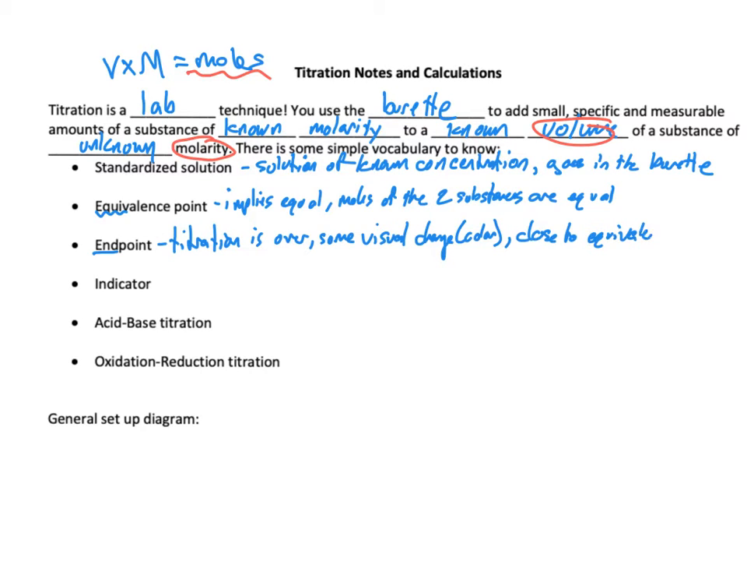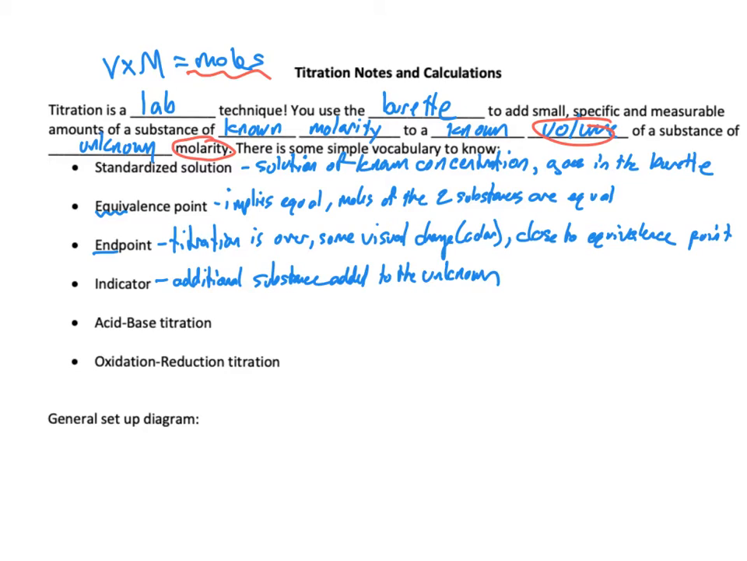And to make sure you get a color change that is close to the equivalence point, you have to pick a proper indicator. So indicators are normally some additional substance added, and we always add it to the unknown.